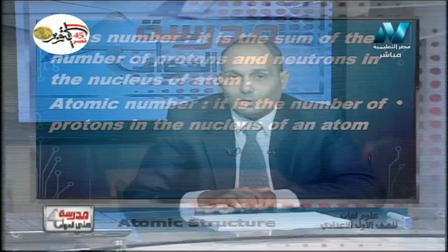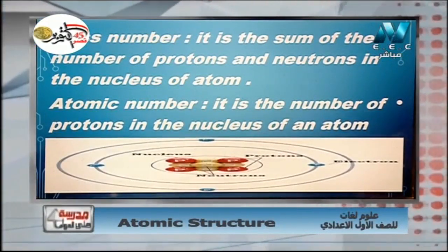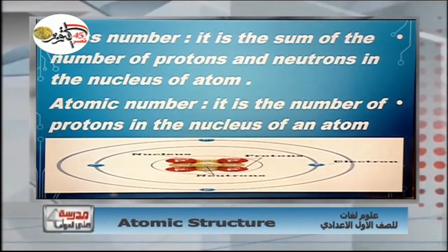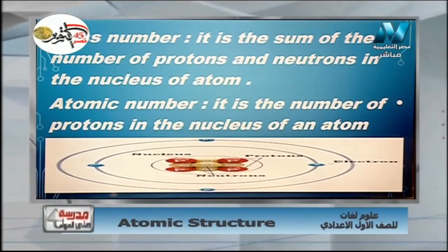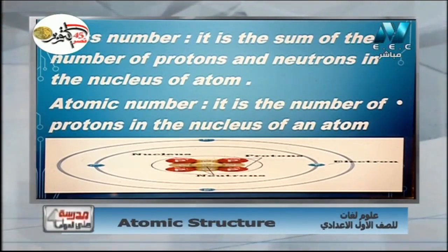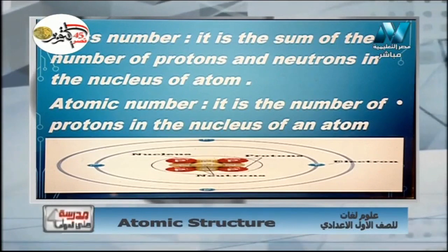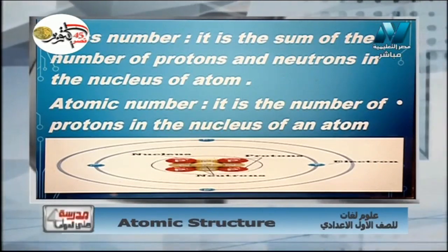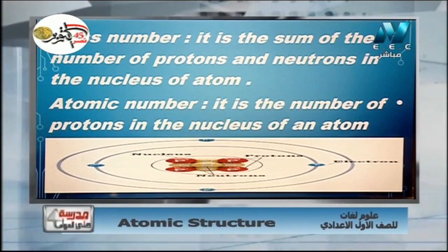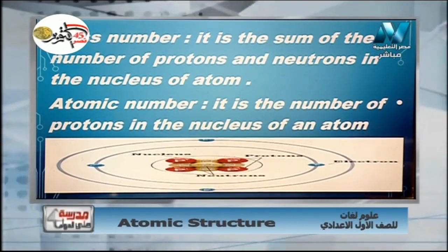Atomic number, as you see, my dear student, on the monitor, is the number of protons in the nucleus of an atom. As you see on this diagram, this is the nucleus that contains red and blue particles. The red particles represent protons, yes, positive charges. And the blue ones represent neutrons that are neutral. And outside the nucleus, there are electrons that revolve around the nucleus.